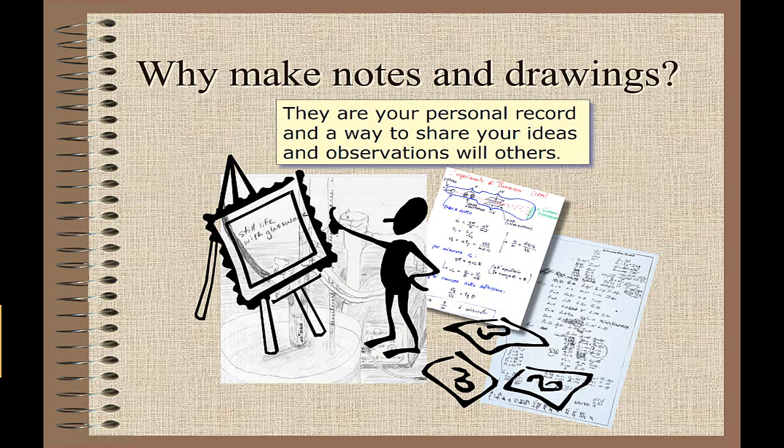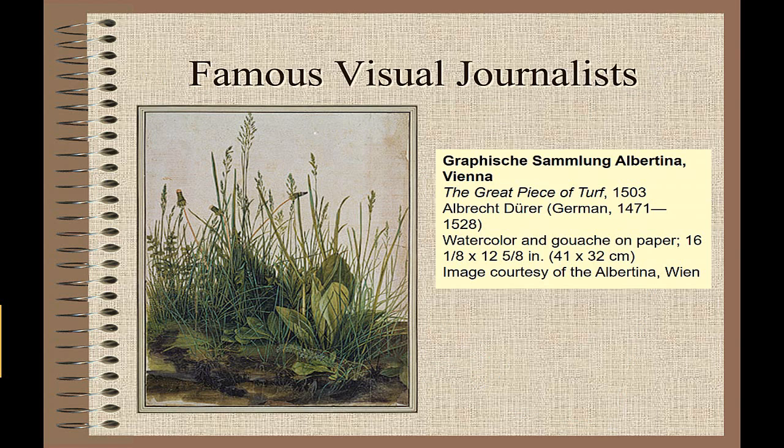So observing isn't just writing down numbers in a table. It's about making notes and drawings as you go through the experiment. They're personal records. There's a way to share your ideas and your observations with others. It can be numbers, it can be sketches, as long as what you're writing down is accurate. And so here's some examples of very famous journalists, even though you might not think that's the case.